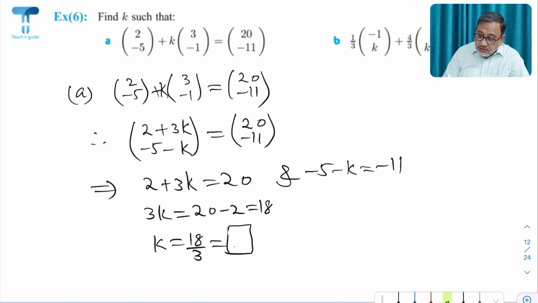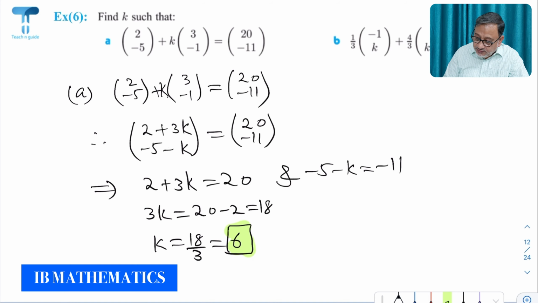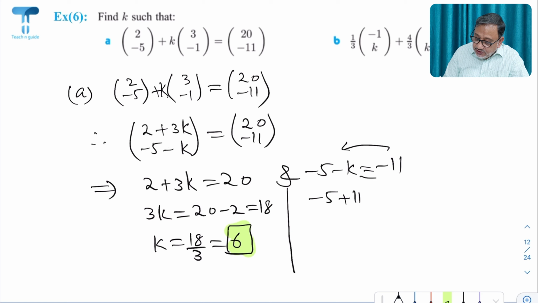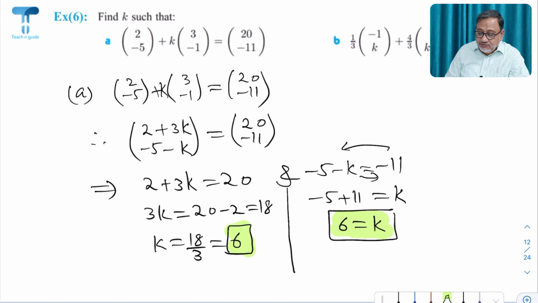Let me show you from the second equation also that it will not be different. So minus 5 and plus 11, I will bring this here and take k there, is equal to k. 11 minus 5, which is 6. So k is equal to 6. Look here, from the second equation also we got the same answer. So if you have such vector equations to solve, to find the value of the unknown, you can use any one of them. It should be correct. Now the second vector I will take on the next page.